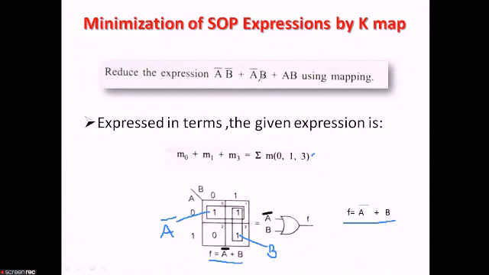Now I hope this is clear to you. First we draw the 4 squares. After that we name the A and B with 0 and 1. And after that we do the pairing. These pairings are very important. See, after this we are just left with 2 variables, that is A bar plus B. This whole term is minimized to just A bar plus B.